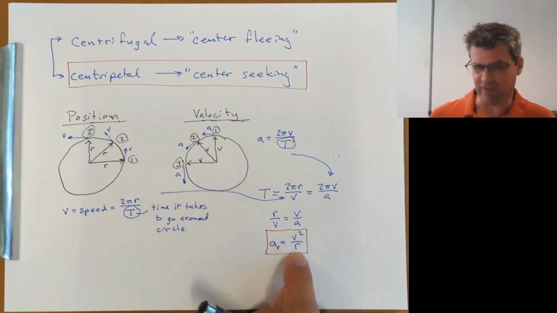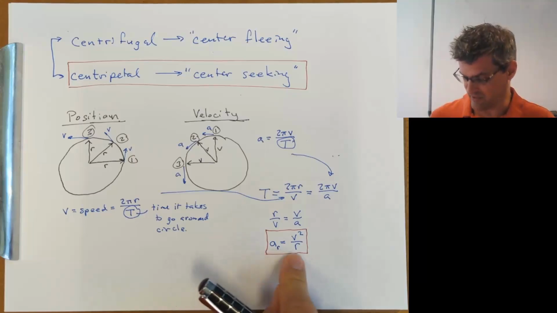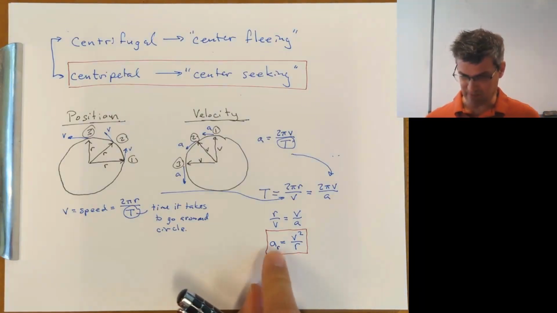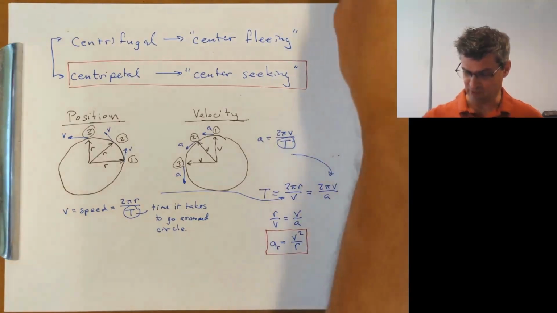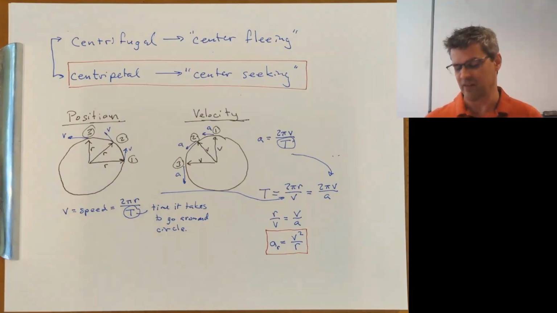If you wanted to travel on a small circle, the acceleration has to be very large because as r gets very, very small, a sub r is going to get very, very big. So traveling on small circles requires a lot of acceleration. Traveling at high speeds requires a lot of acceleration.